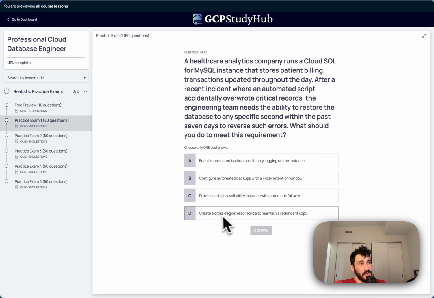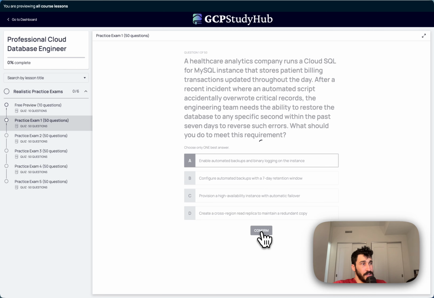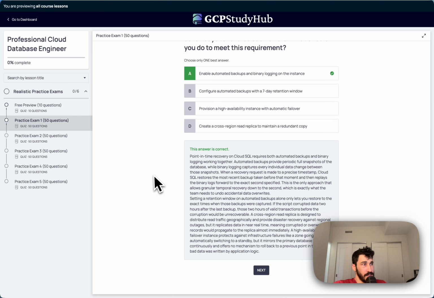Then we've got option D, create a cross-region read replica to maintain a redundant copy. Same thing here. This is not going to solve the problem of there being logical errors in the database, right? Because those are going to be in both the primary instance and the read replica in the other region. So it looks like option A is our best option. Yes. Great. And if we read through this, it basically says exactly what we talked about.